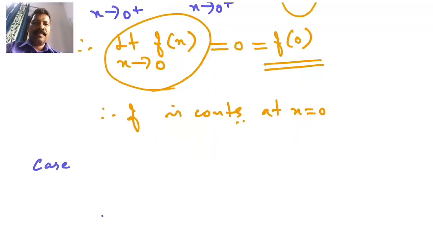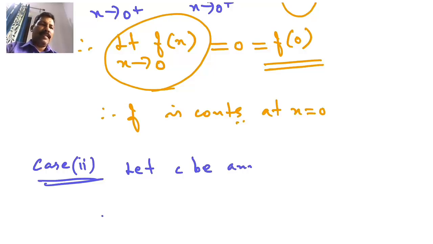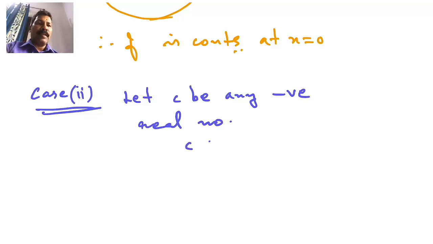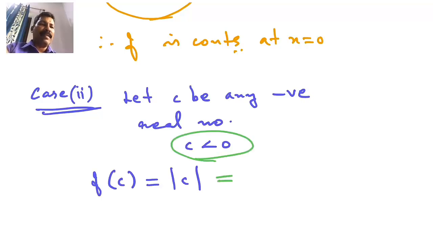Now case two. Let c be any negative real number, that is c less than 0. Then what about f(c)? f(c) is equal to |c|, but c is negative here. Therefore, that is equal to negative c. I told you modulus x is equal to negative x if x is negative. So here c is negative, so modulus c is equal to negative c.